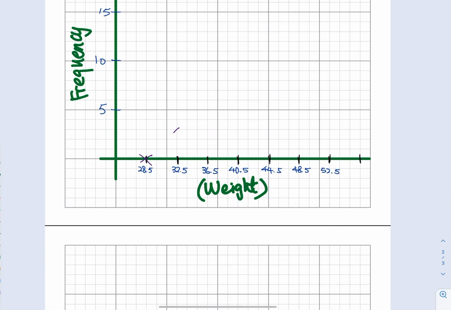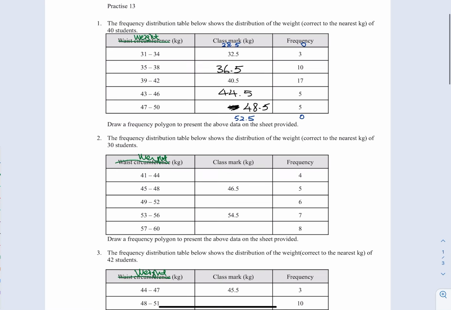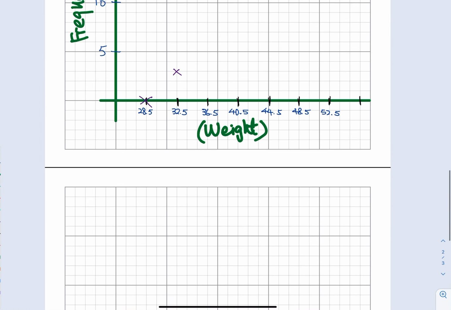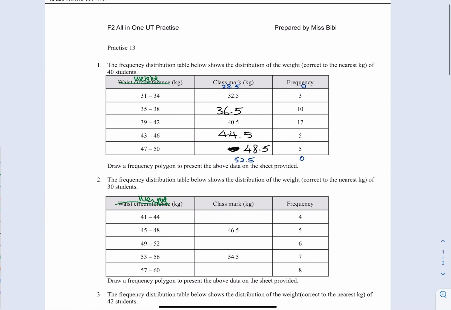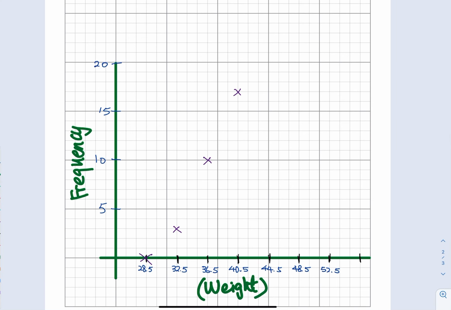Where is 3? So somewhere here. And then for 36.5, how many people do I have? I have 10. And the next one, I have 17. So I'll do both of them together. 36.5, I have 10. And then 40.5, I have 17. And then for 44.5 and then 48.5, both of them, I have 5 each. So 5 and then 5.